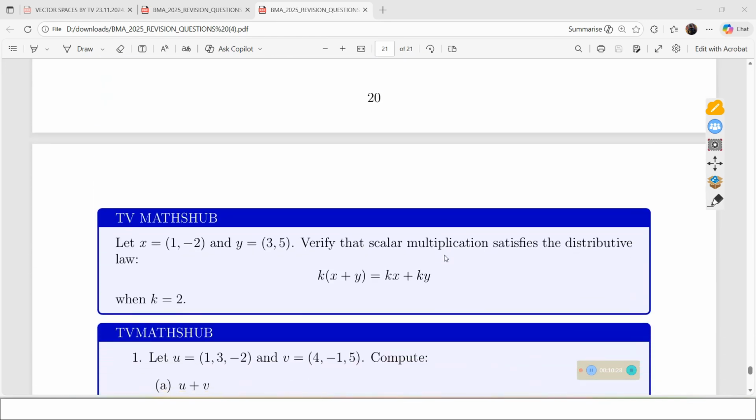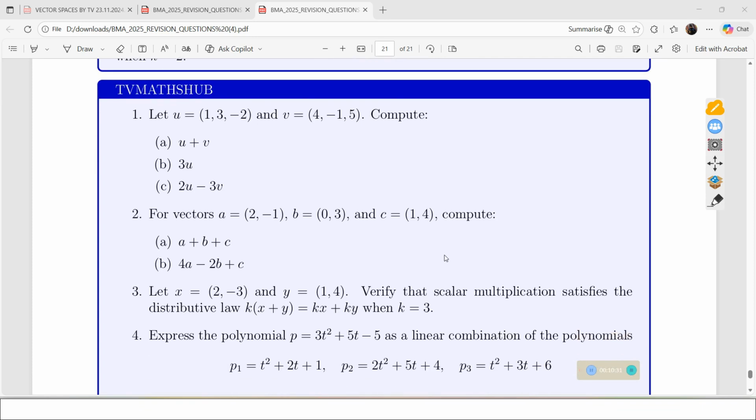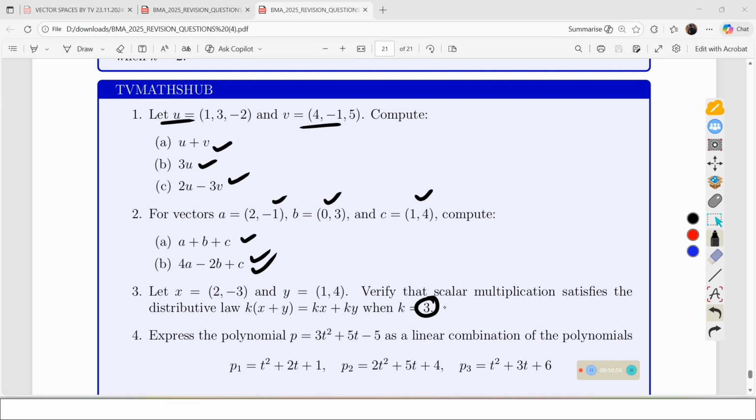Okay, so all that is computed. So you should be able to compute these as well. These are some of the different questions you need to try out. So let u be equal to that, v equal to that, compute this, this and that. A is this, b is that, c is that, compute this. Then let x be equal to that, y be, verify the scalar multiplication for k equal to this. You should be able to try it out.